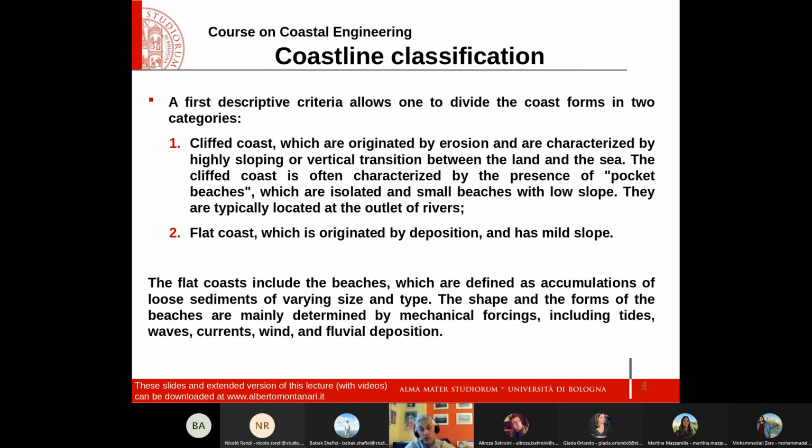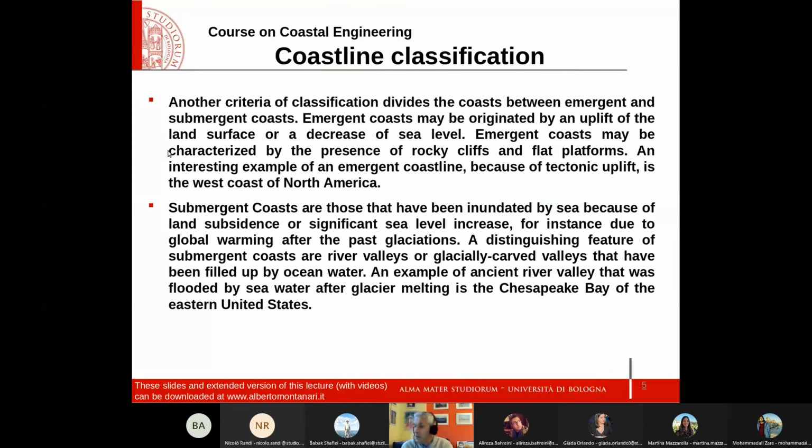A very used genetic criteria to classify coasts is the distinction between emergent and submergent coasts. Let me go to the next slide. Yeah. So emergent coasts may be originated by an uplift of the land or a decrease of the sea level. Emergent coasts may be characterized by the presence of rocky cliffs and flat platforms. For instance, an interesting example is the west coast of North America. It's an excellent example of emerging coastline.